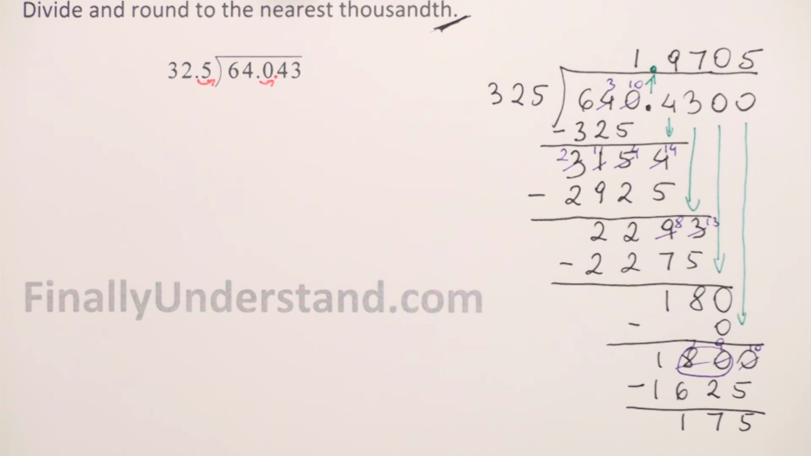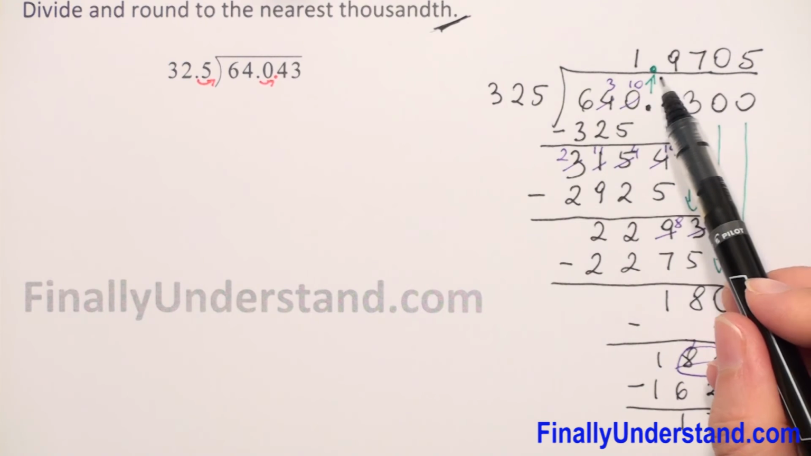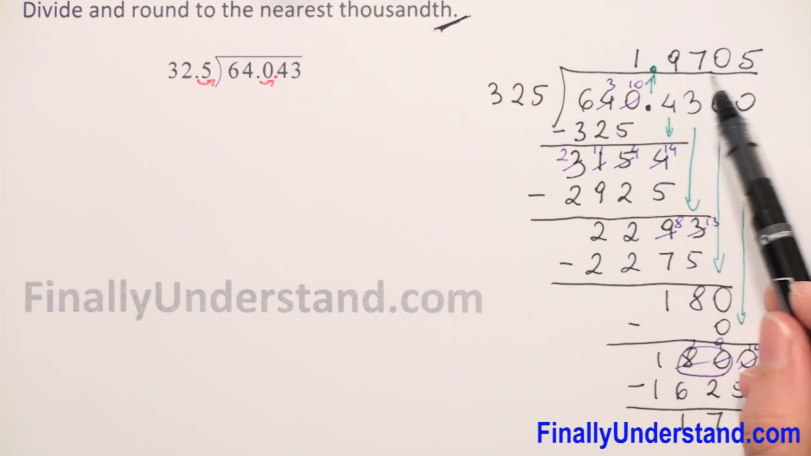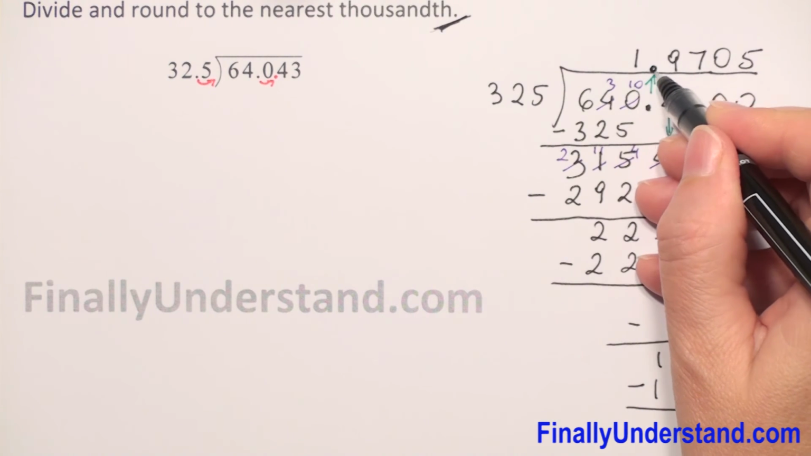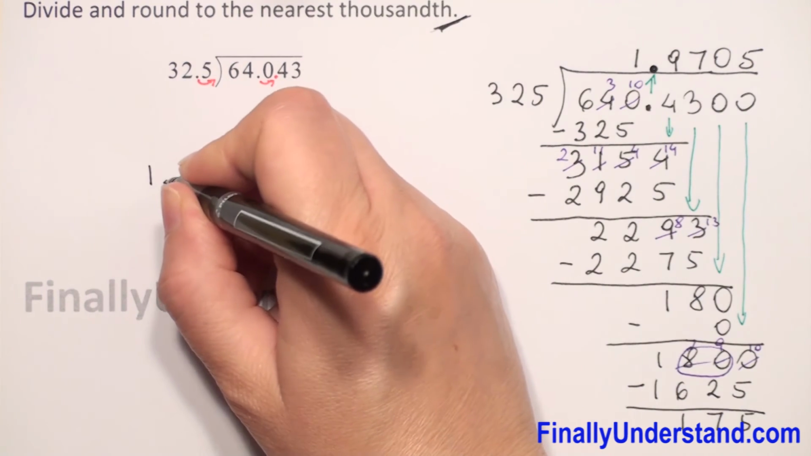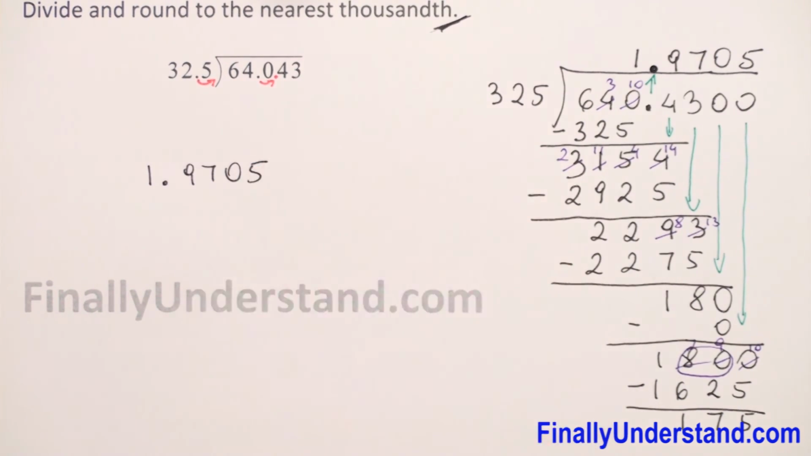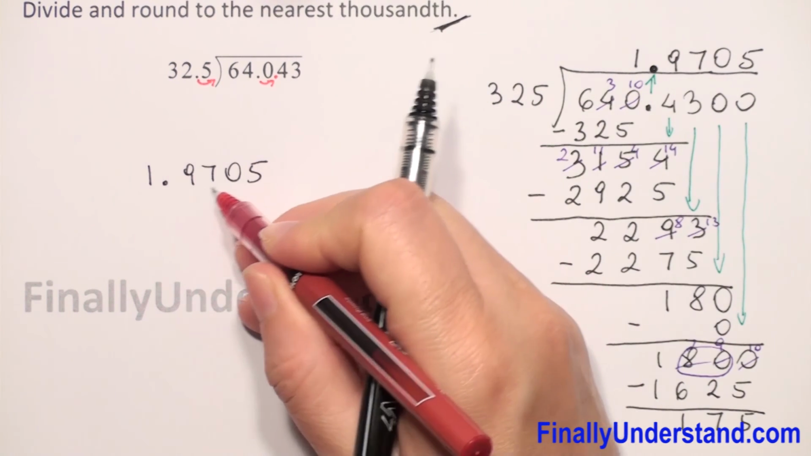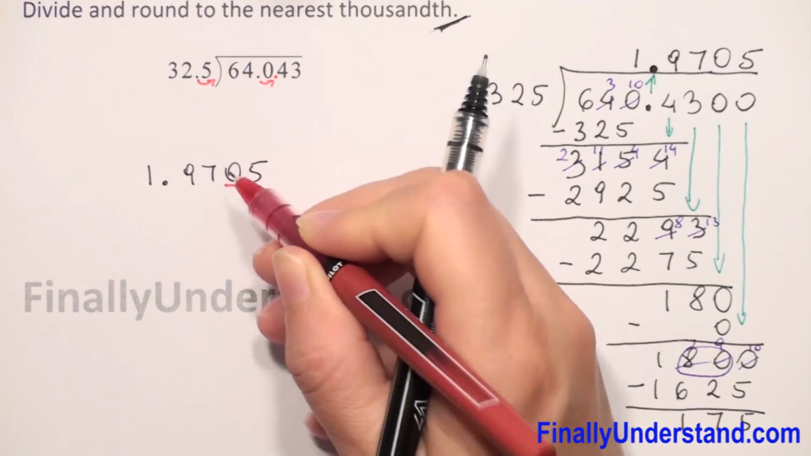And what else? Because we need to round to thousandth, we need to have 4 digits after the decimal point. We have 4 digits after the decimal point at that moment, so we can stop long division. So let me copy our solution: 1.9705. We need to underline the thousandth as the third digit after the decimal point. Tenth, hundredth, thousandth. And what next?